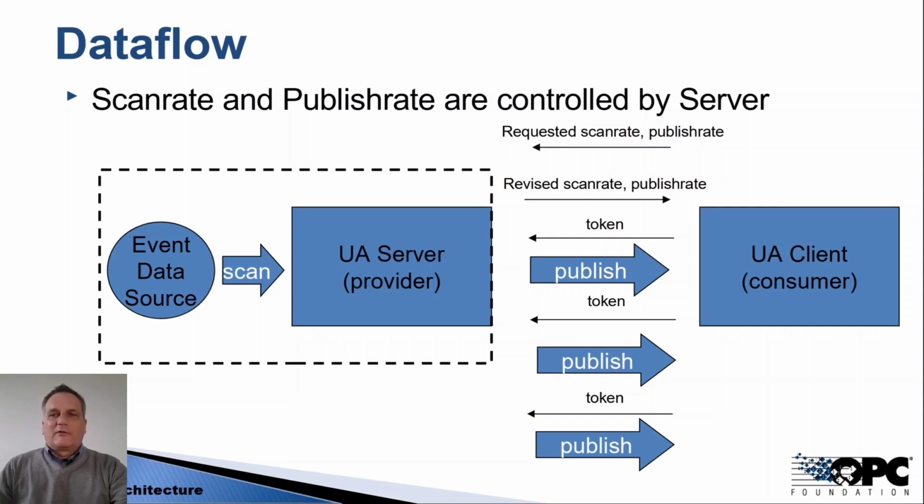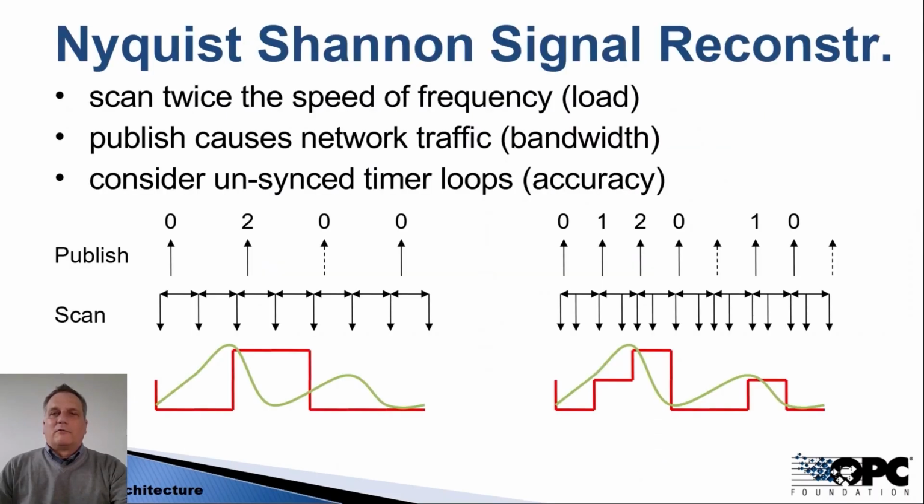Then the client is sending again a token, and the server is sending again a publish if the data has changed, and whenever received by the client, sending a new token. Then we are in this kind of ping pong mode with request and response in a publish. The publish rate and the scan rate are defined by the server, and it's for protection of overloading the source. We look into details now.